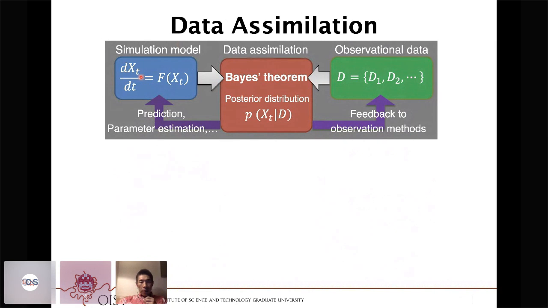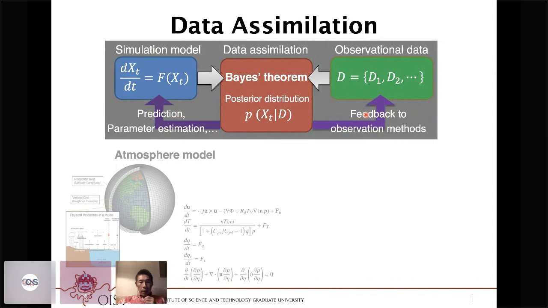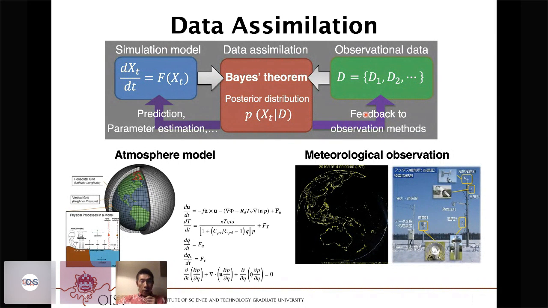And then this model gives a kind of predictive prior, and that is matched with the likelihood coming from the observed data to give a posterior distribution of the state of the simulation model given the available data. And that is used for the prediction of the model and also estimation of the unknown parameters. And this performance can be used for the improvement of the measurement methods. And this framework has been quite successfully used in weather forecast.